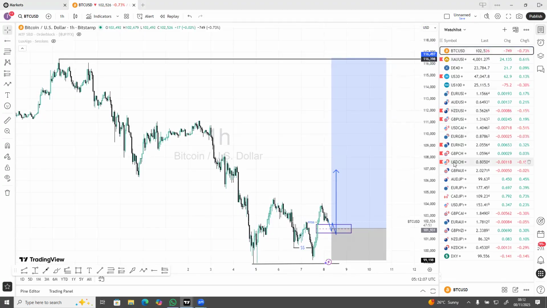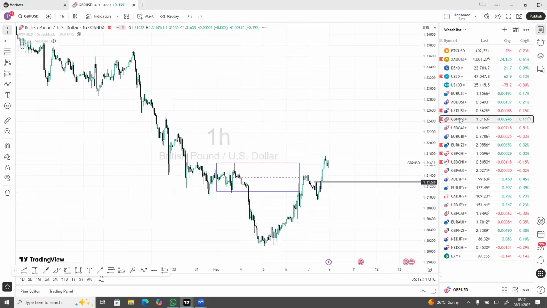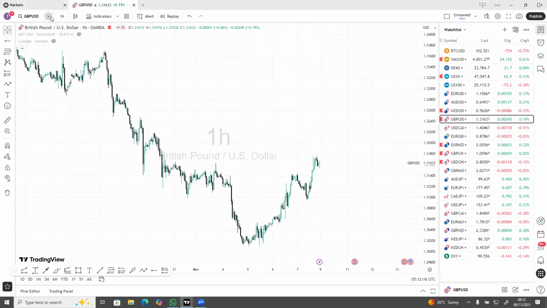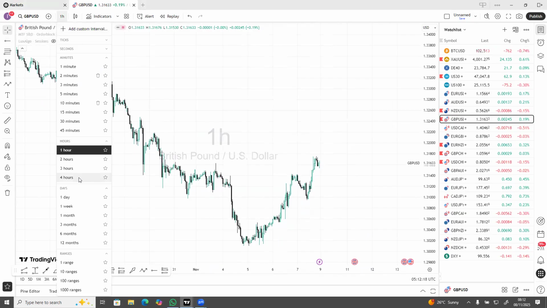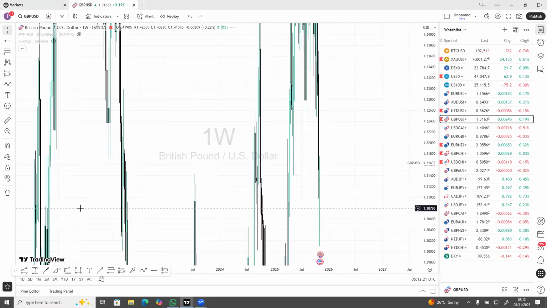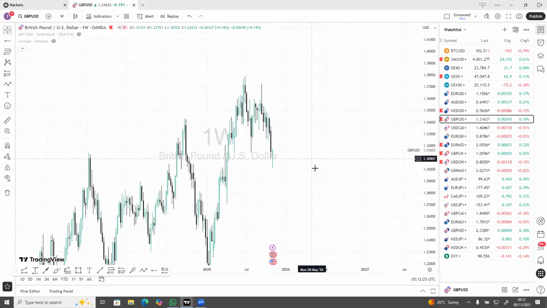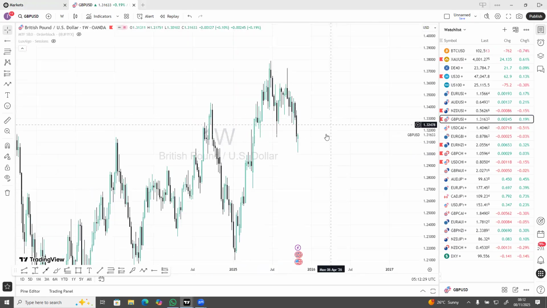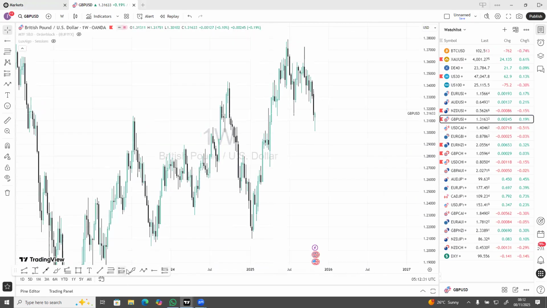Okay, let's see another pair. Let's see GBP USD, top-down analysis. Let's start with the weekly time frame to get a clear view. On the weekly time frame, you can see there is a liquidity sweep created here.